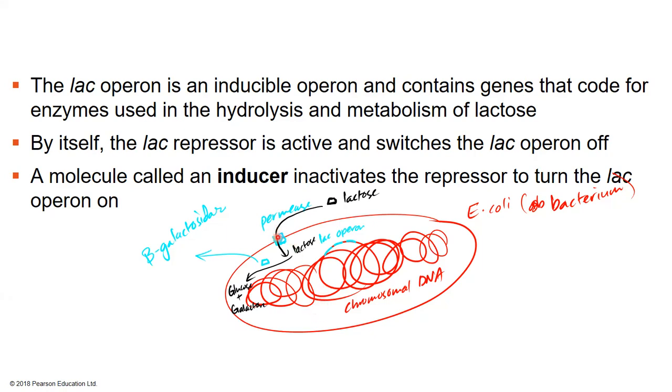So the permease is a membrane protein that allows the lactose to move from outside the cell into the inside. And once the lactose is inside, the beta-galactosidase enzyme can convert this lactose into glucose and galactose, and these could be utilized for different purposes inside the bacteria.